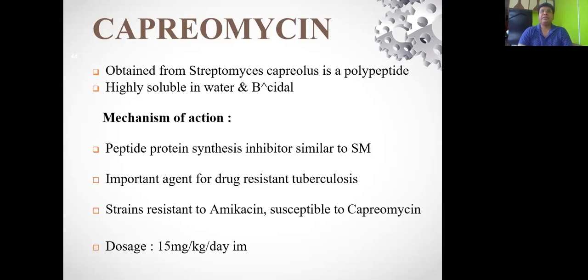And apart from that, CAPREOMYCIN becomes a very important agent for treatment of drug-resistant tuberculosis. Especially the strains which are resistant to amikacin are susceptible to CAPREOMYCIN. That means to say, the strains of Mycobacterium tuberculosis which are resistant to amikacin treatment are highly susceptible to CAPREOMYCIN. So amikacin-resistant strains of Mycobacterium tuberculosis will respond to CAPREOMYCIN. That means this drug is highly efficacious against amikacin-resistant strains of Mycobacterium tuberculosis. And the dose of this drug is 15 milligrams per kg per day, which has to be given intramuscularly.